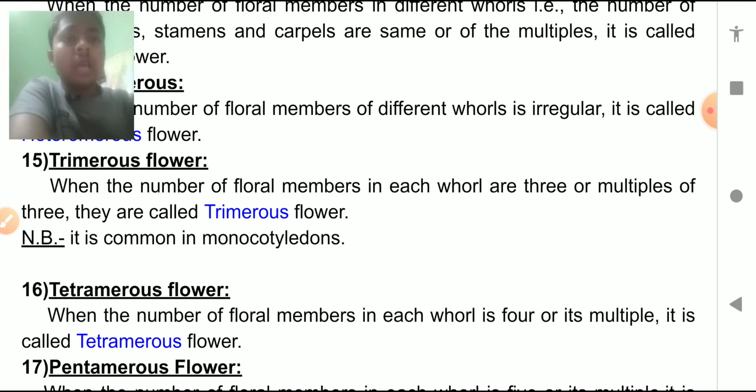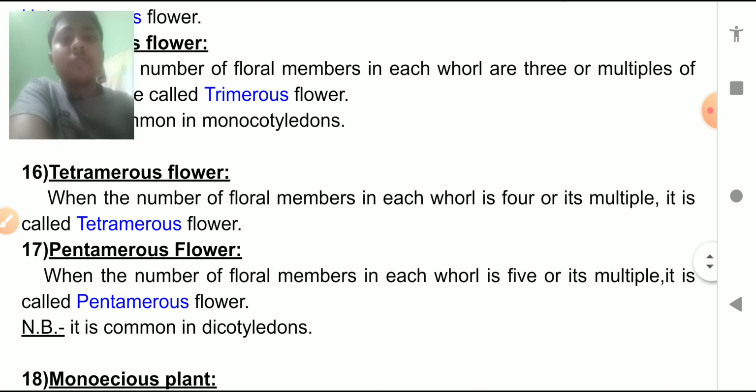trimerous flowers. Now next we talk about the tetramerous flower. When the number of floral members in each whorl is 4 or a multiple of 4, it is called a tetramerous flower. The same thing happens as in the trimerous flower. When we discuss the trimerous flower, the floral members may be 3 or a multiple of 3, but in the tetramerous flower, the floral members are 4 or a multiple of 4. That is the reason it is called tetramerous. Tetra means 4 in biology.